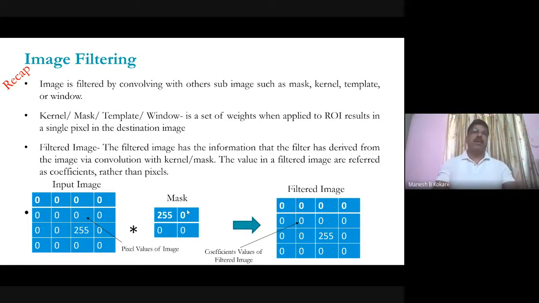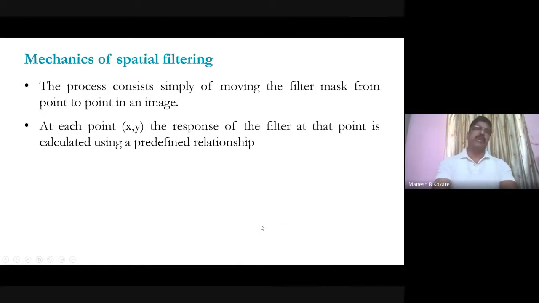And then this mask is used for filtering the image. As I told you, sometimes it is called the mask, sometimes the kernel, sometimes the template, or sometimes the sub image or window and so on. So this is applied on that input image, and the resultant whatever you get is called the filtered image. And what is the mechanics which is used for spatial filtering?